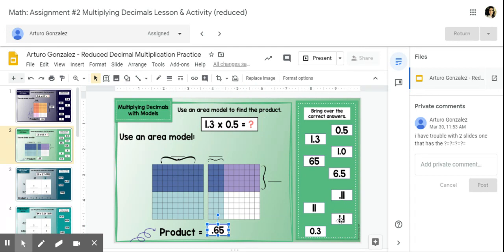So you're going to have to look on here and you're going to have to see, well, where do I have 1 whole and where do I have 3/10? And then how many tenths do I have going across, multiplying on both? And remember, in the end, you should have 65 hundredths should be all of this double shaded part right here.